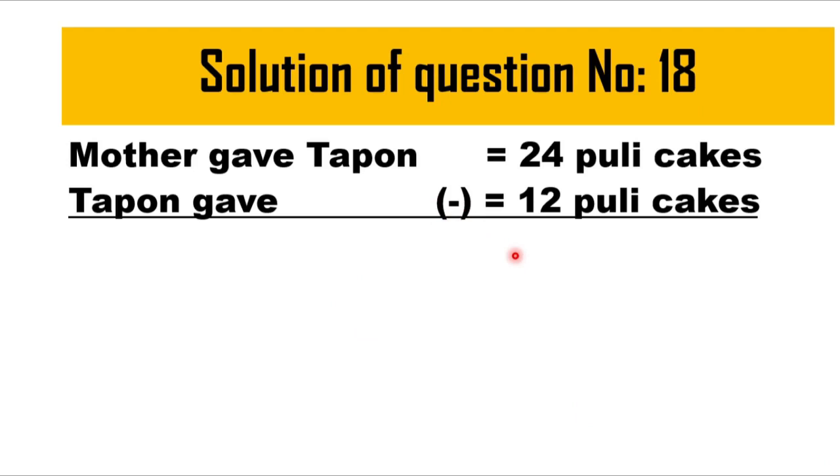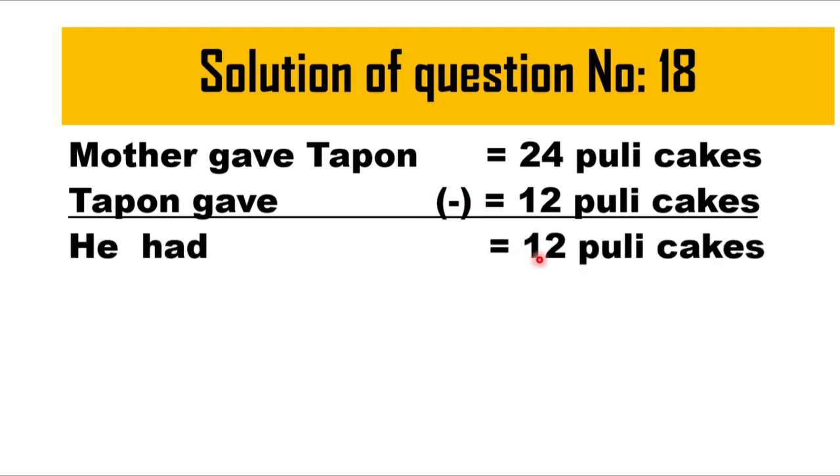So in the next line, you should write that he had 12 pulley cakes. How can we find this 12 here? You know that on our right hand side we can see that 4 minus 2 is equal to 2, and then 2 minus 1 is equal to 1. So in this line you should write 12 pulley cakes. That means he had 12 pulley cakes.